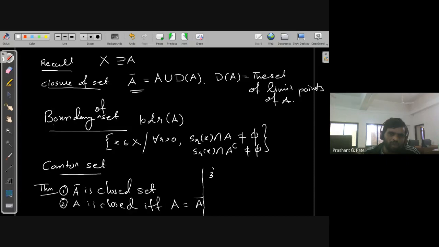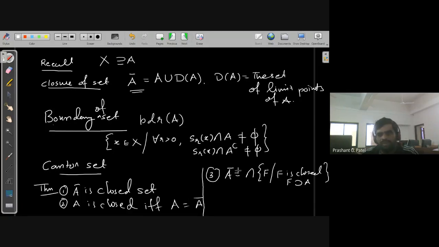The third note we observed is that A closure is the intersection of all the closed subsets F of X, where F is closed and F is a superset of A. This is the note, or I can say A closure is the smallest closed superset of A, which is contained in all closed sets which are supersets of A.